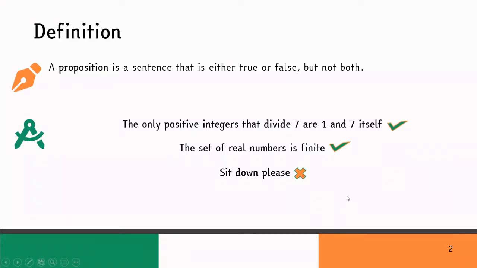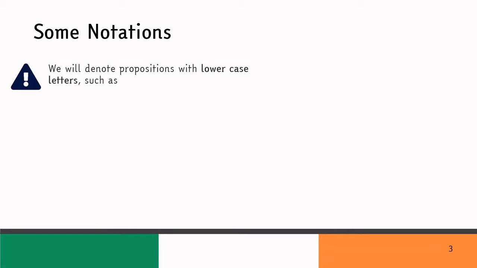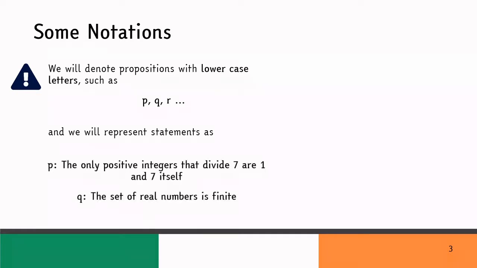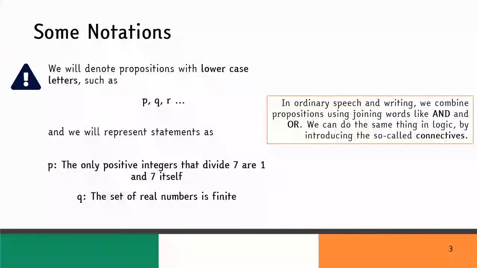First, let us see some important notations. All propositions would be denoted by lowercase letters like p, q, r, and so on. We will define the statements in such a fashion. P to be the proposition, the only positive integers that divide 7 are 1 and 7 itself, and also Q to be the proposition, the set of real numbers is finite.